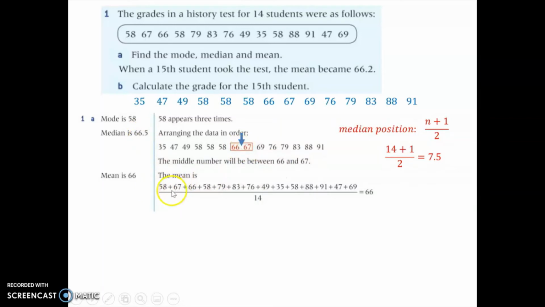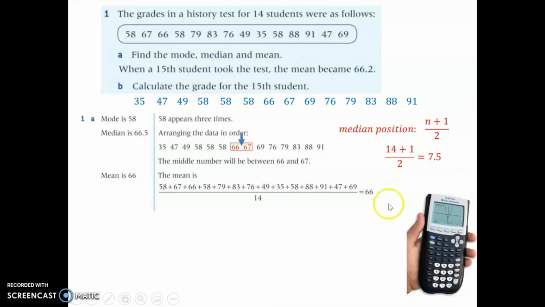All right, finally, the mean. Of course, you can add up all the values, divide by the number of values, 14, and you get 66. So we have these 3 measures that show us something about the center of this data. They're all different, although the median and mean are quite close to each other. And that tells us, well, maybe we can say the center of the data is somewhere around 66. The 58 seems to tell a different story.